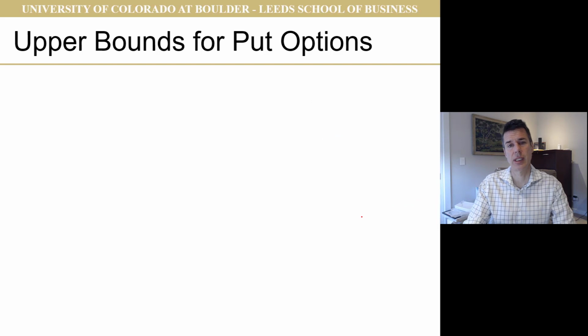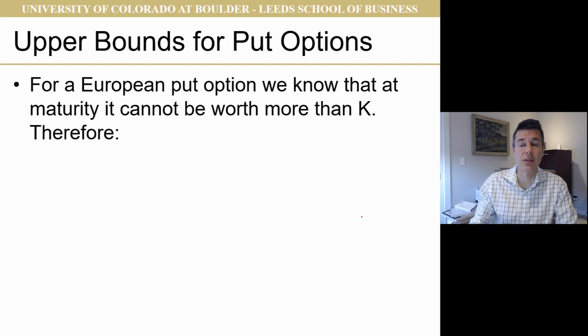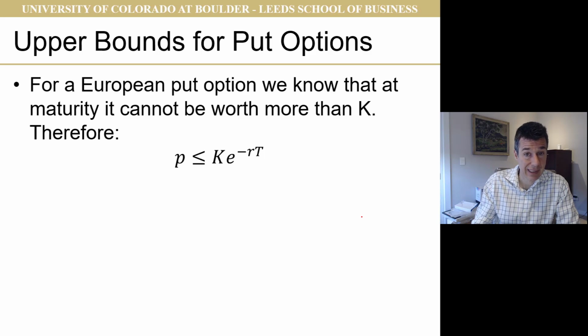Put options have a similar upper bound. For a European put option, we know that at maturity, it cannot be worth more than the strike, right? No matter what, we have the right to sell a stock for the strike. So at maturity, the European put option cannot be worth more than that. Therefore, the European put option value is less than or equal to Ke^(-rT). Now, Ke^(-rT) is the strike discounted to today. Another way to think of that is Ke^(-rT) is a zero coupon bond paying K at maturity.